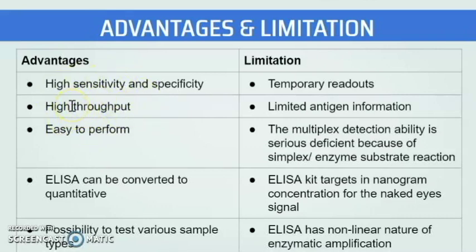Then the second one is high throughput. Commercial ELISA kits are normally available in a 96-well plate format. As we know, ELISA can be done as standard batches of up to 96 assays completed at the same time, and it is a cheap and time-effective method for batch testing of a large number of patient samples at the same time.